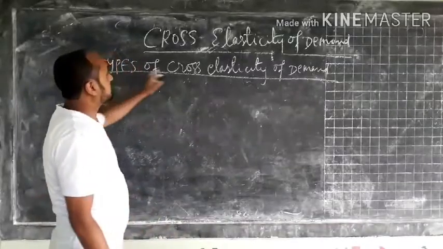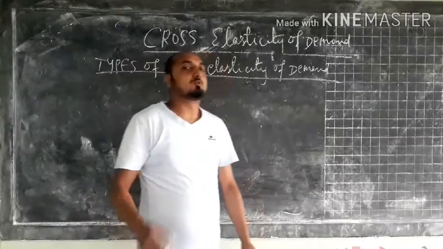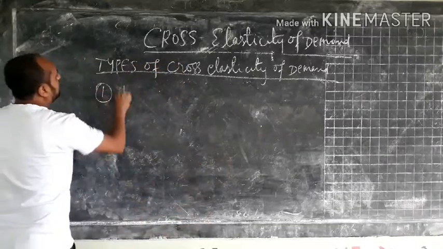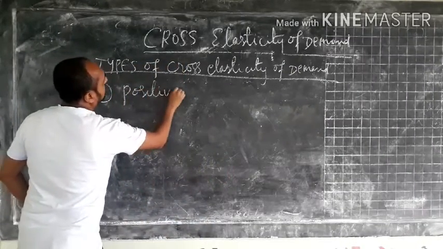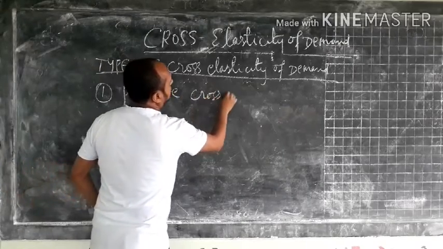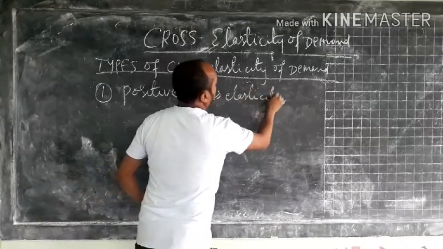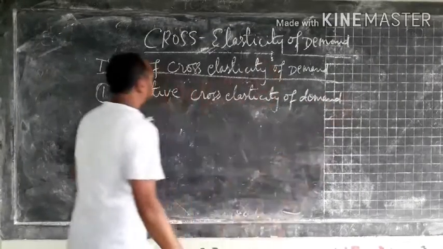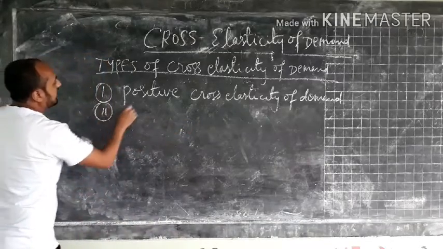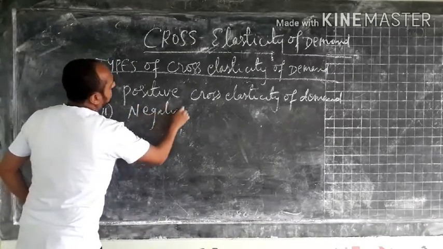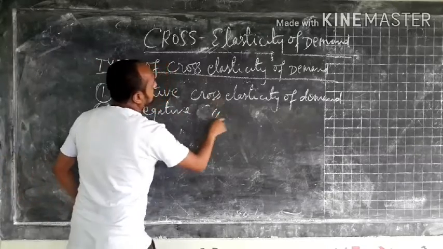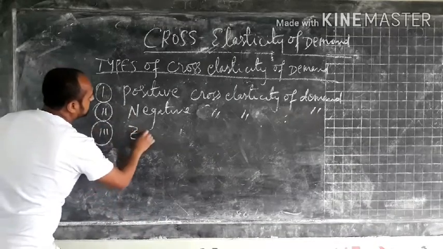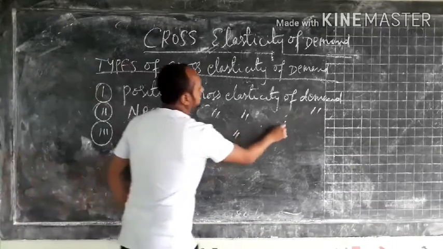Next we have types of cross elasticity of demand. Cross elasticity of demand is of three types. Number one, positive cross elasticity of demand. Number two, we have negative cross elasticity of demand, and number three, we have zero cross elasticity of demand.